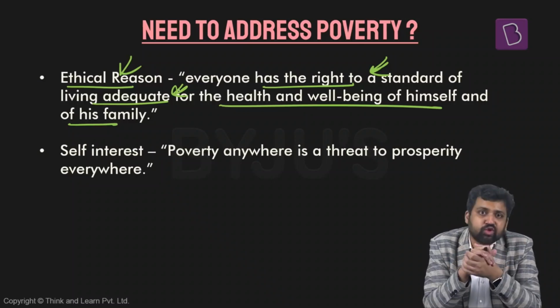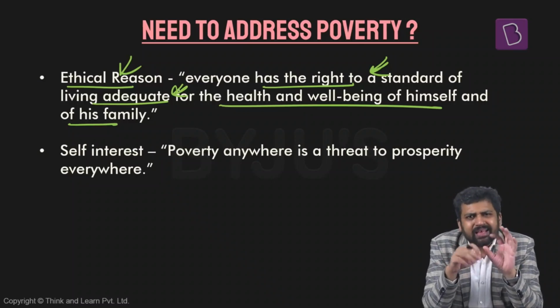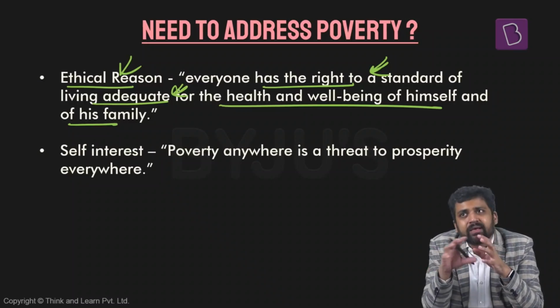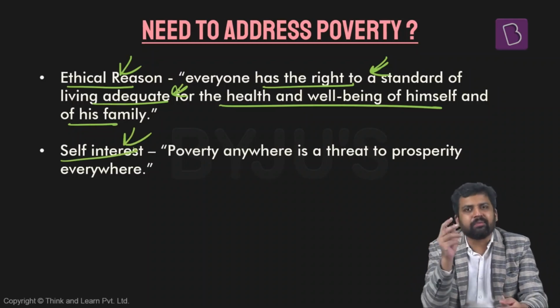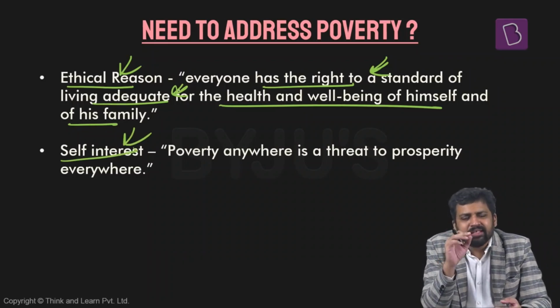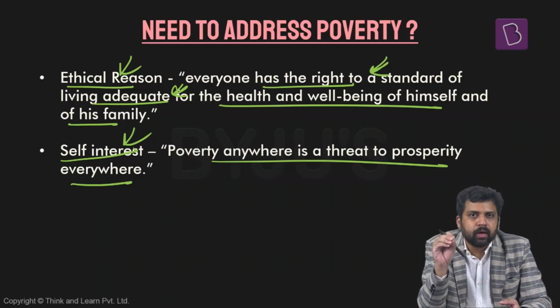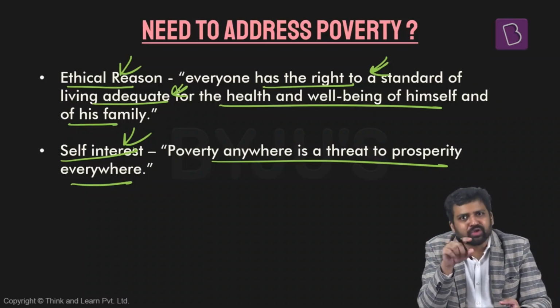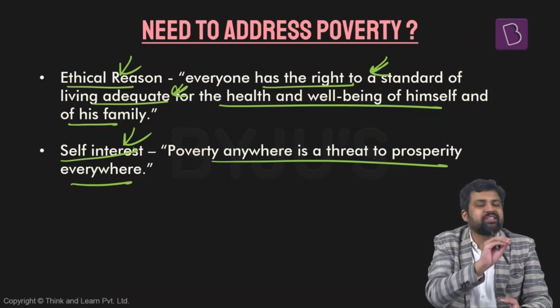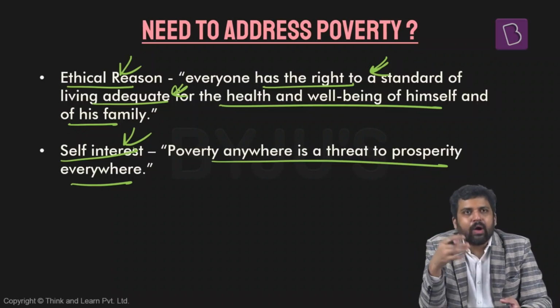But it's not the only reason why poverty needs to be addressed, or why poverty is addressed, rather. There is something which is also slightly selfish in nature. States, people, organizations, intergovernmental organizations, countries, right? They try to address poverty for their own self-interest as well. Why is it so? See, poverty anywhere is a threat to prosperity everywhere. If there is poverty in some pockets, it might impact people who are prosperous and who are staying somewhere else. So it is in their interest to address poverty. Now I can give you an example here.